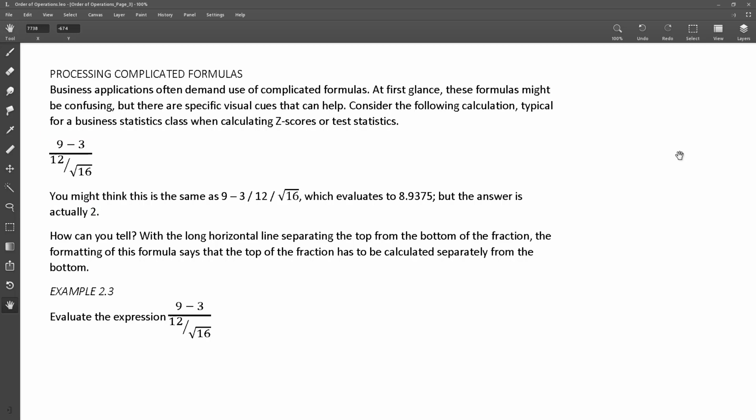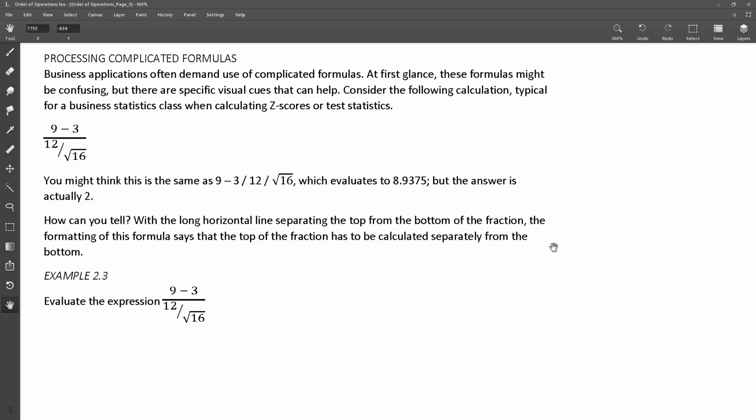So how can you tell that this comes out to 2? The answer is that long horizontal line. The long horizontal line that is separating the top from the bottom of the fraction is a formatting cue. It's telling you that the top of the fraction has to be calculated separately from the bottom. So let's do this example. Example 2.3 says, evaluate the expression 9 minus 3 over 12 divided by the square root of 16.